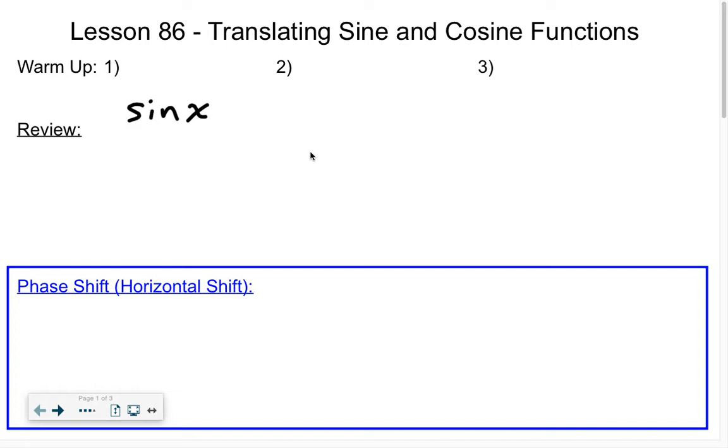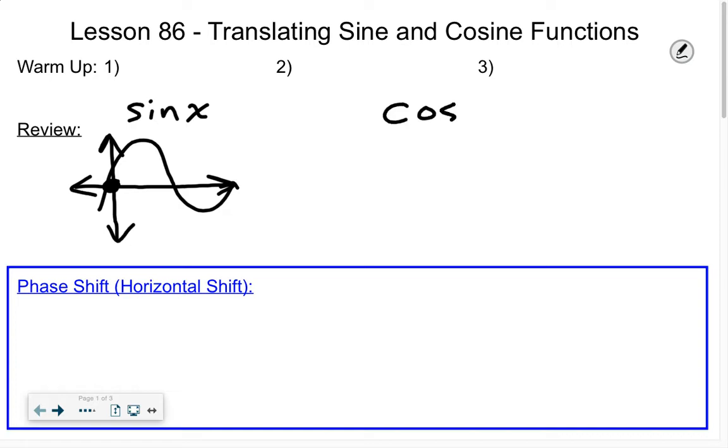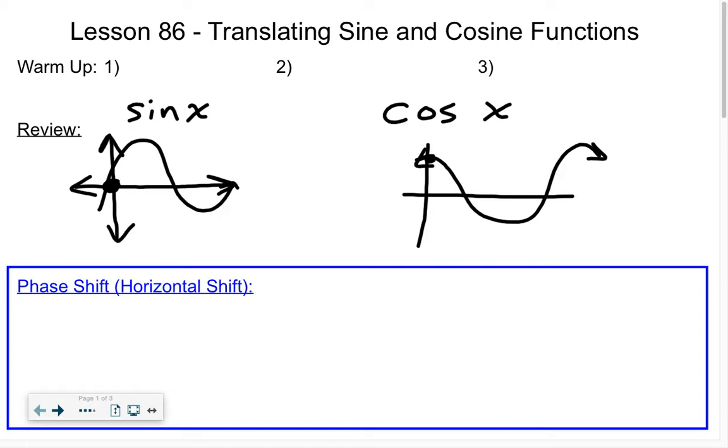Let's start with the sine of x. The starting point, did that go through the max and min or the origin? Sine goes through the origin. Very good. And if we had a positive amplitude, it would be something like this. Cosine of x, or cosine of theta, was when we went through our max or our minimum. So it would look something like that.